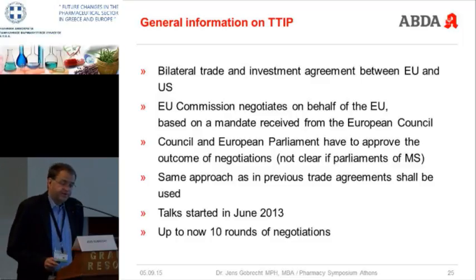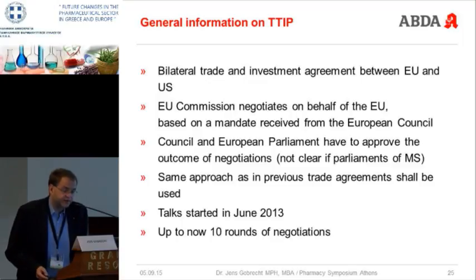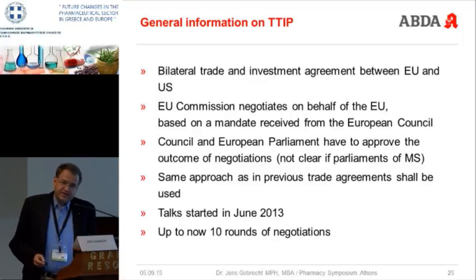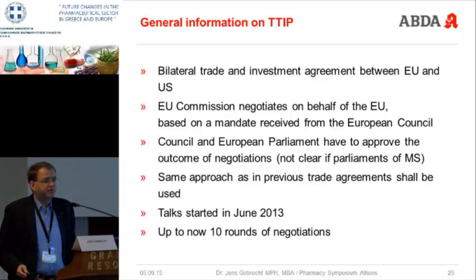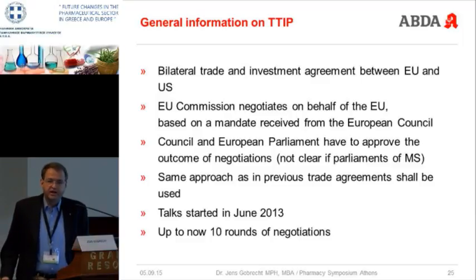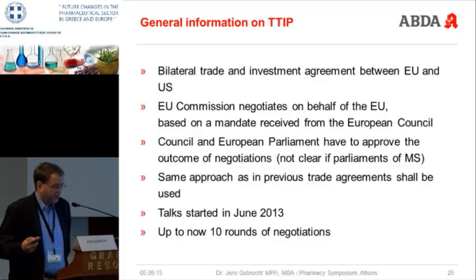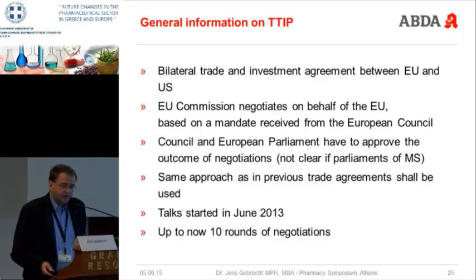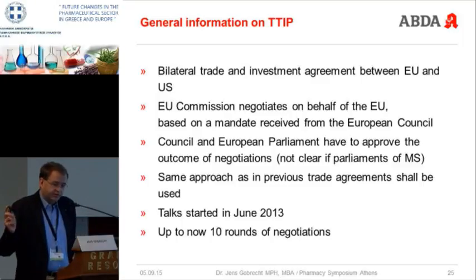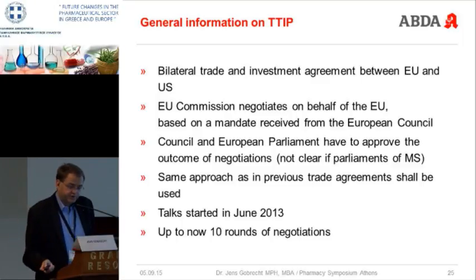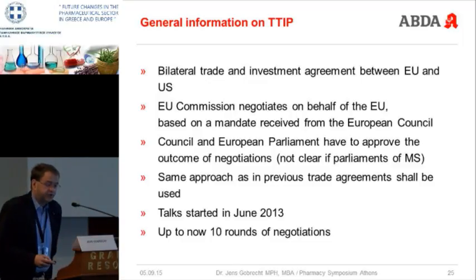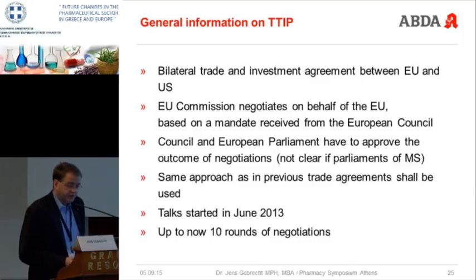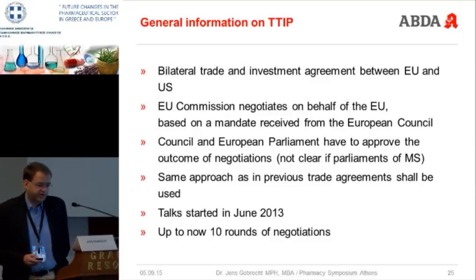And the Council and the European Parliament have to approve the outcome of the negotiations. Presently, it's not totally clear, and it's under dispute, if also the member states' parliaments have a say and a right to participate in this approval of the outcome of the TTIP. And it is said that the same approach as in previous trade agreements shall be used. This is why we looked at GATS. The talks started in June 2013, and up to now, we have had 10 rounds of negotiations.